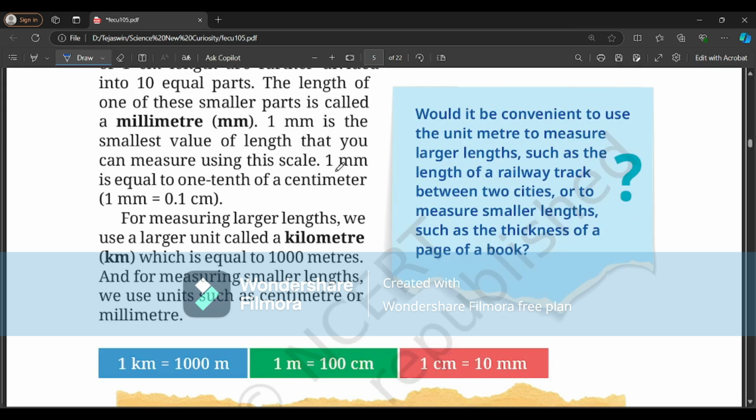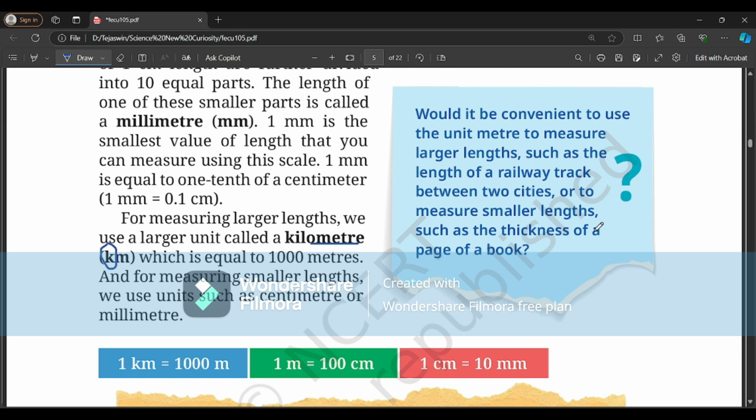Okay. For measuring lengths, we can also use a larger unit that is called a kilometer, where K means 1000. So wherever K is written, we can straight away say it is 1000. If it is kilogram, it is 1000 gram. If it is kilometer, it is 1000 meter. And for using smaller lengths, we use units such as centimeter or millimeter.